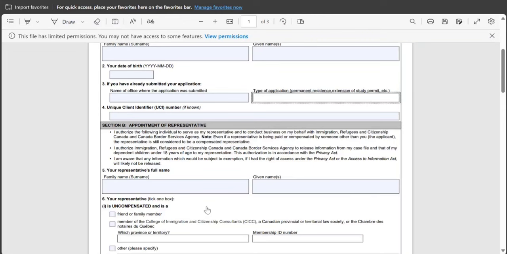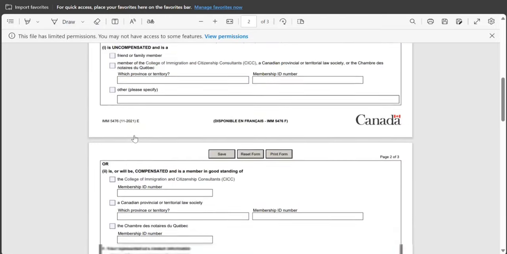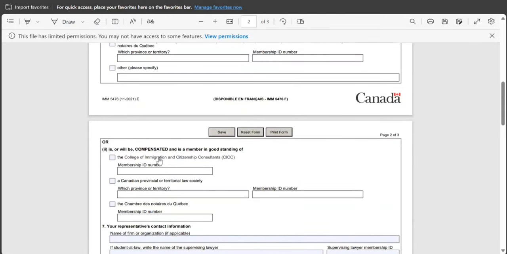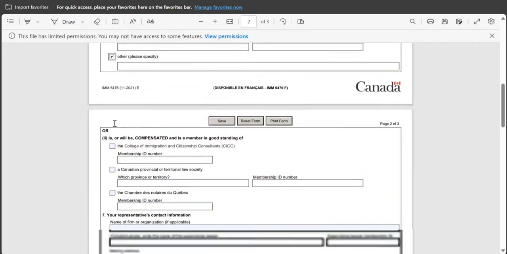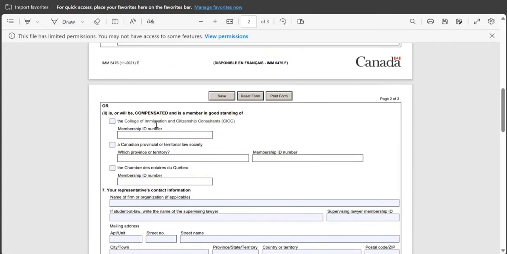Okay, following individual. Your representative's full name. Okay. Family name, given name. That's okay. Now, as I said, it could be compensated, meaning paid, or uncompensated. Uncompensated means it's not paid, and could be a family member or friend, and even a member of the College of Immigration and Citizenship Consultants. But why would somebody not charge you money? I can't understand. So others, okay, that you can say, or is or will be compensated. It's in good standing with the law society or the Quebec chamber.